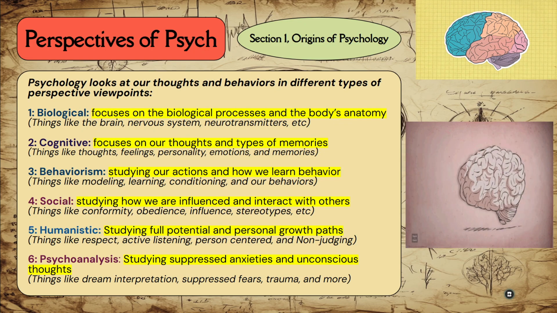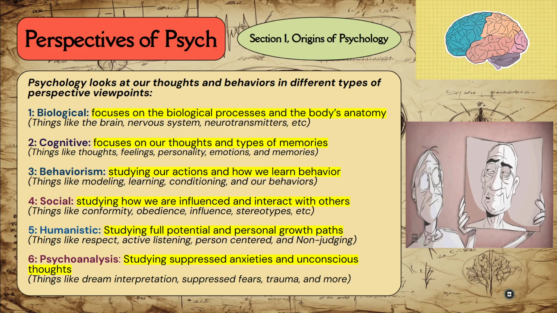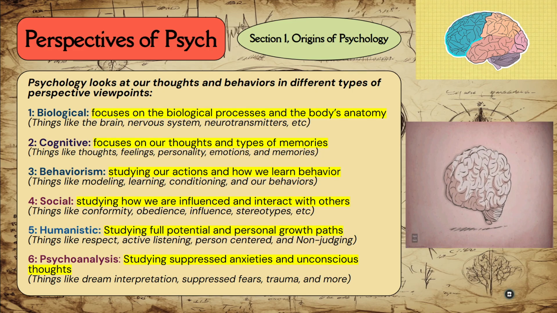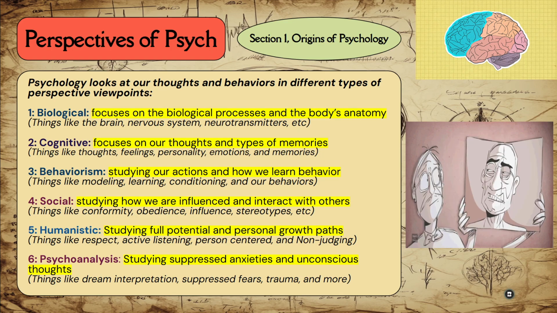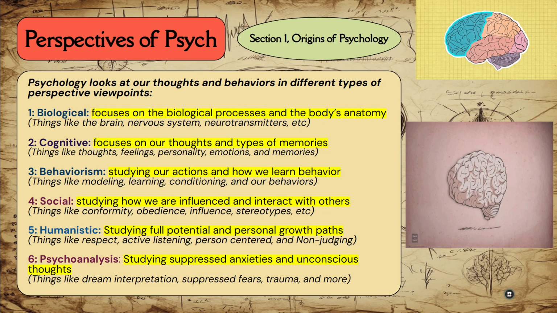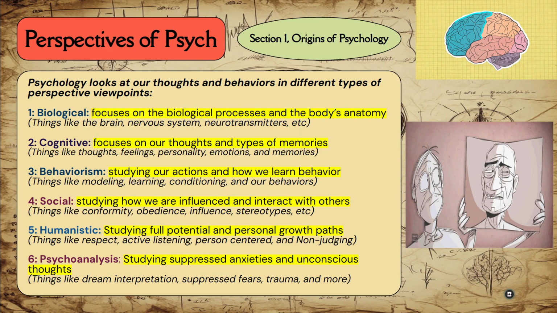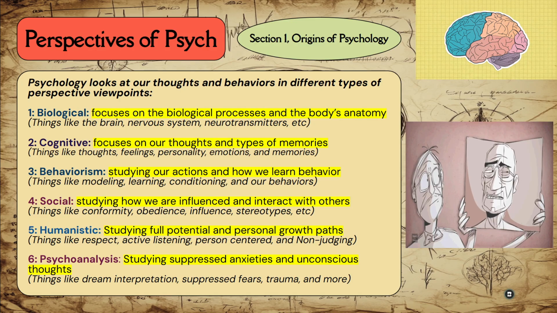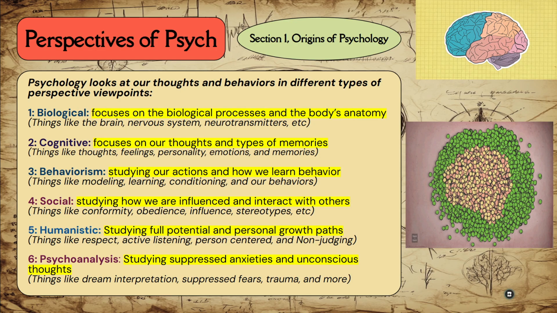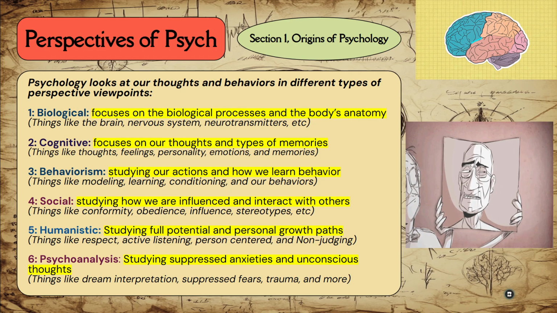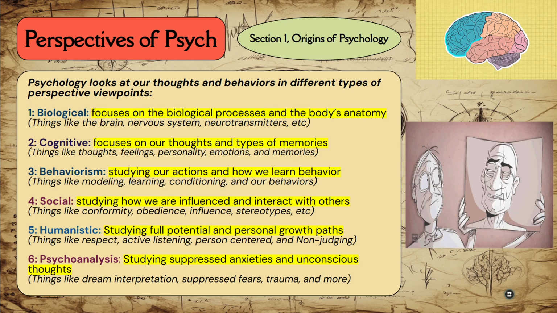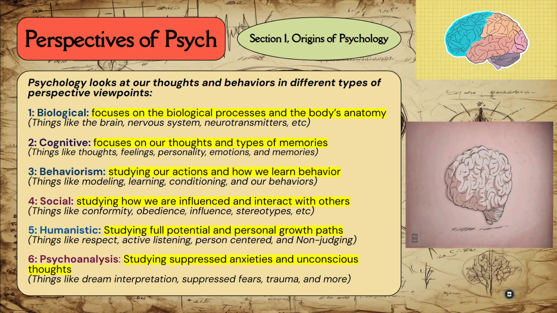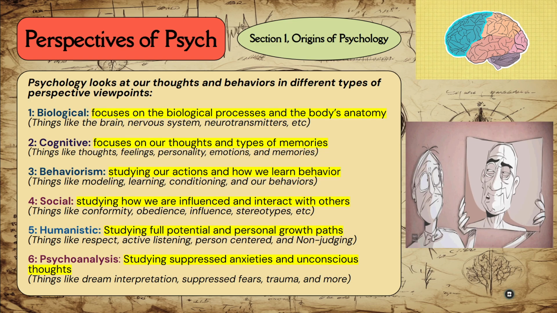So first things first is the biological one. The biological perspective focuses on everything in psychology being about your body and the biological processes of that. So things such as your brain lobes impacting your emotions and thoughts, your nervous system reacting to stress, or neurotransmitters causing different moods and emotions. Everything that makes our life what it is, our perception of it, is based on the functions of our body.